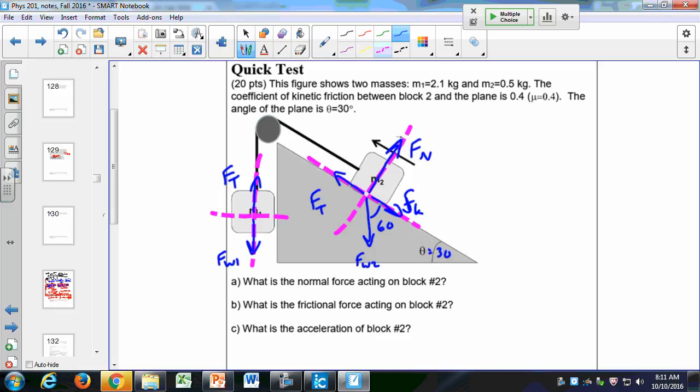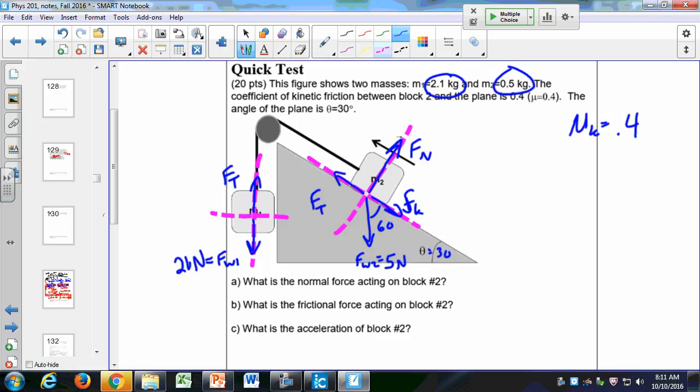All right, remember that I know some of these things, like Fw1 is 21 newtons, Fw2 is 5 newtons. I know that because the masses are given up here. I just multiply them times 10. I also know mu k is equal to 0.4.